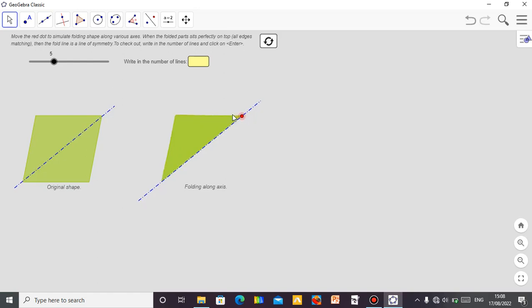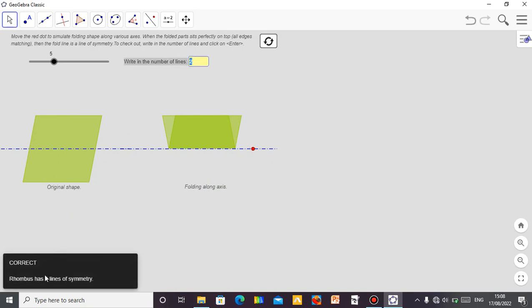Look at this side, it overlapped well. So this side is a mirror of this other side. So a rhombus only has 2 lines of symmetry, which is 1 and this side 2. This side is not, because it's not a mirror of the other side. Then let's check this side. This is not a mirror. Though it divided into two equal parts, this side is not a mirror of this side. So if you type in 2 here, it will tell you correct. A rhombus has 2 lines of symmetry.